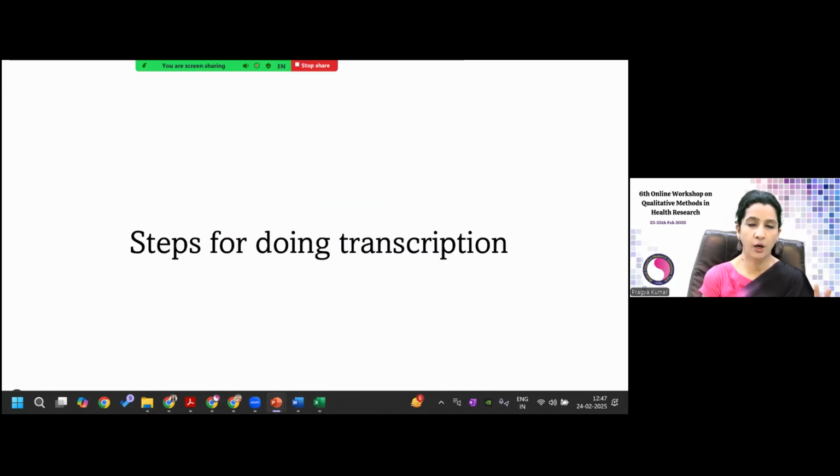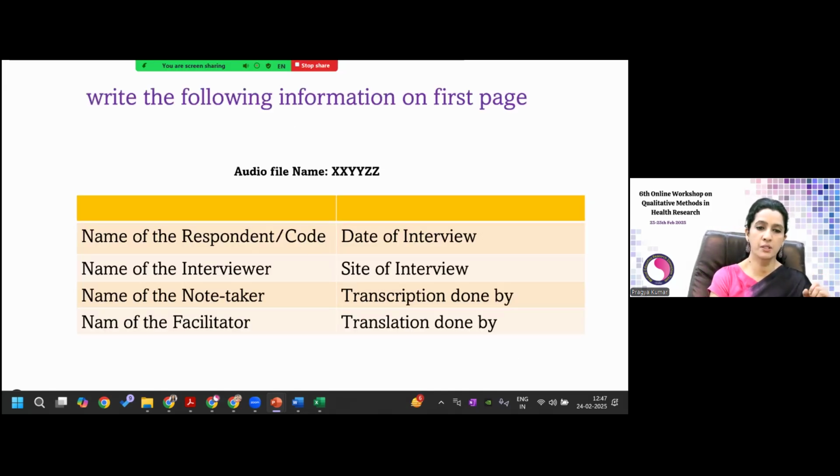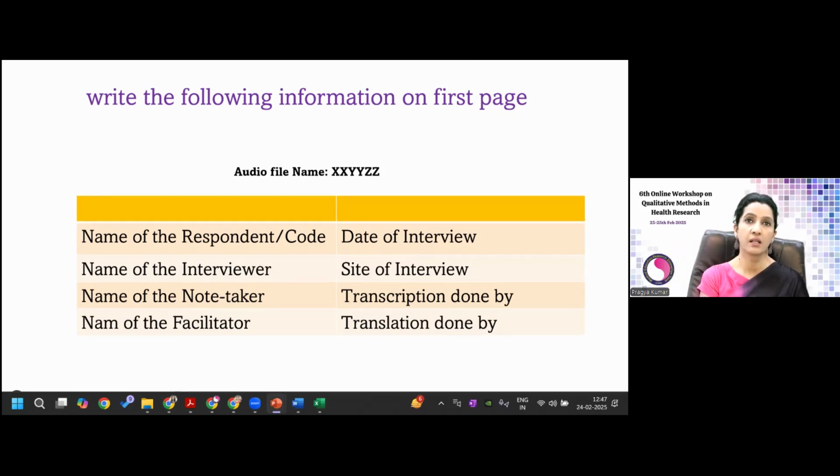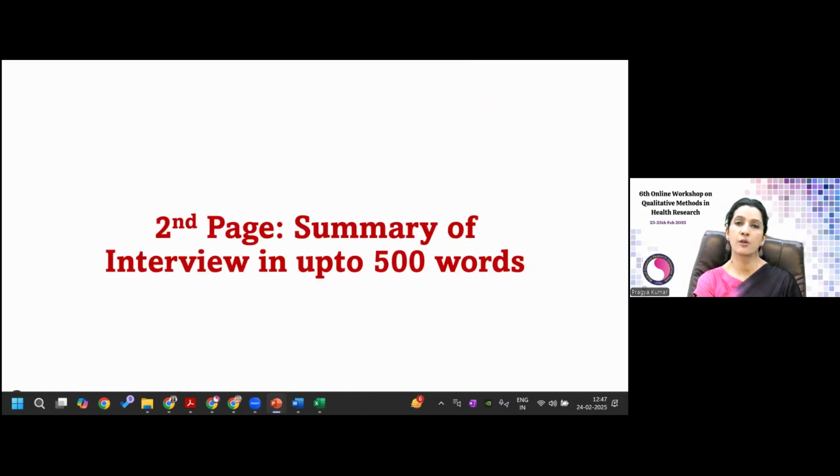And now what are the steps for doing this transcription? So we have shown you this format. On the first page, you should fill up this data: name of the respondent or code, date of the interview, name of the interviewer, site, note taker, facilitator, and transcription and translation done by whom. And then on the second page, there should be a summary of your interview in 500 words.